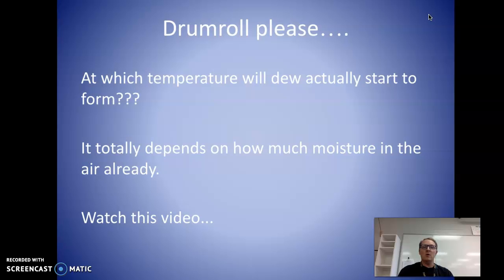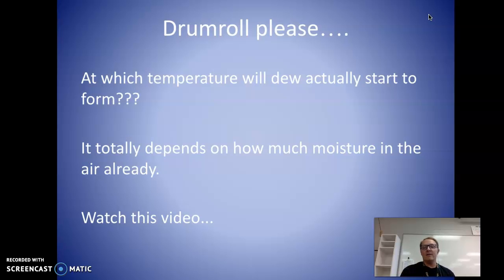All right, so drum roll, which temperature is dew actually going to start to form? It totally depends. We will do a lab demo where I show you dew actually forming on the outside of a can, and we'll figure out what temperature it is. But if we do that same demo on another day, we might get a completely different temperature. It just depends on how much water is actually in the air.